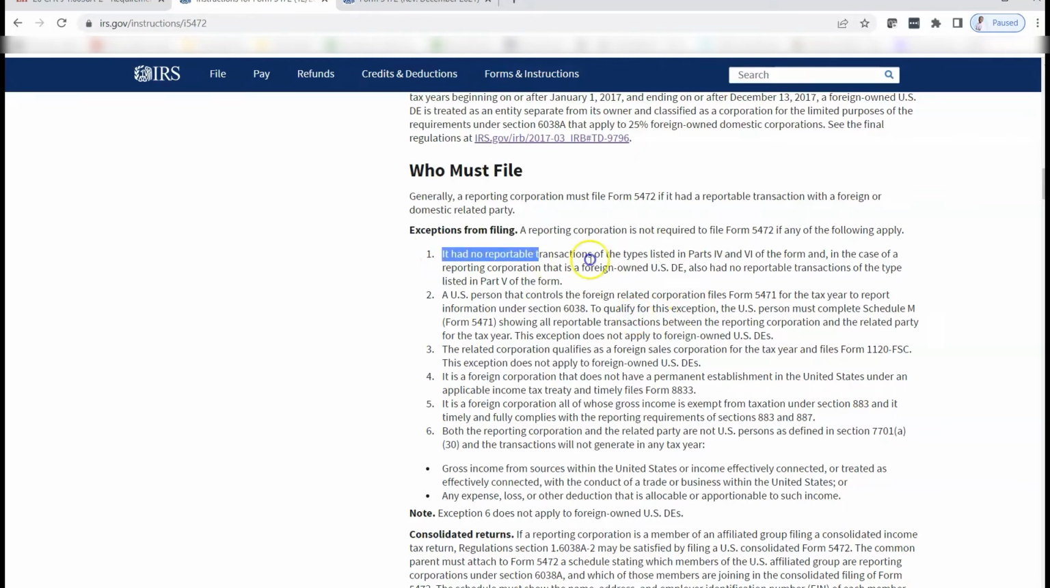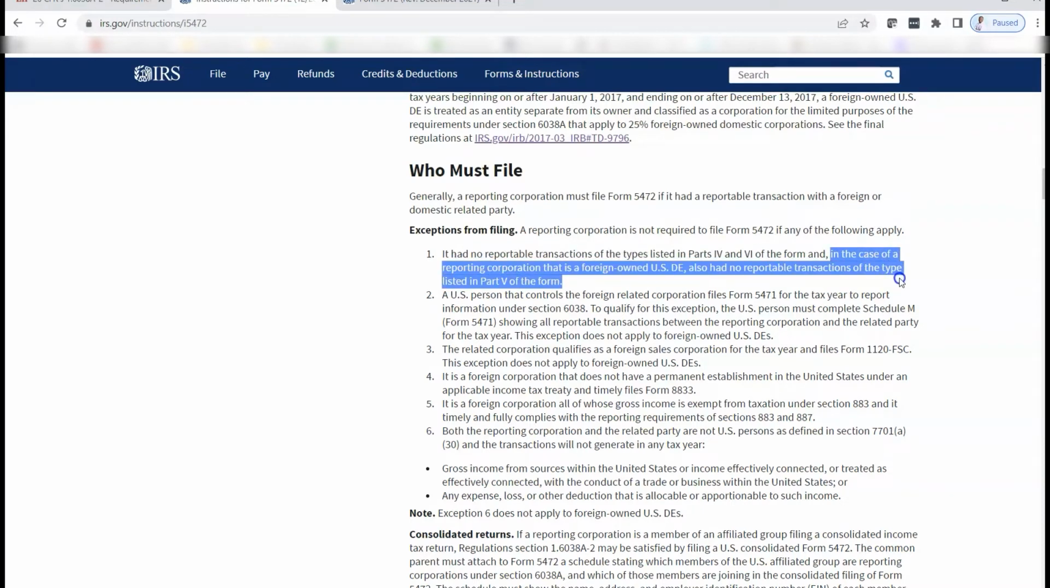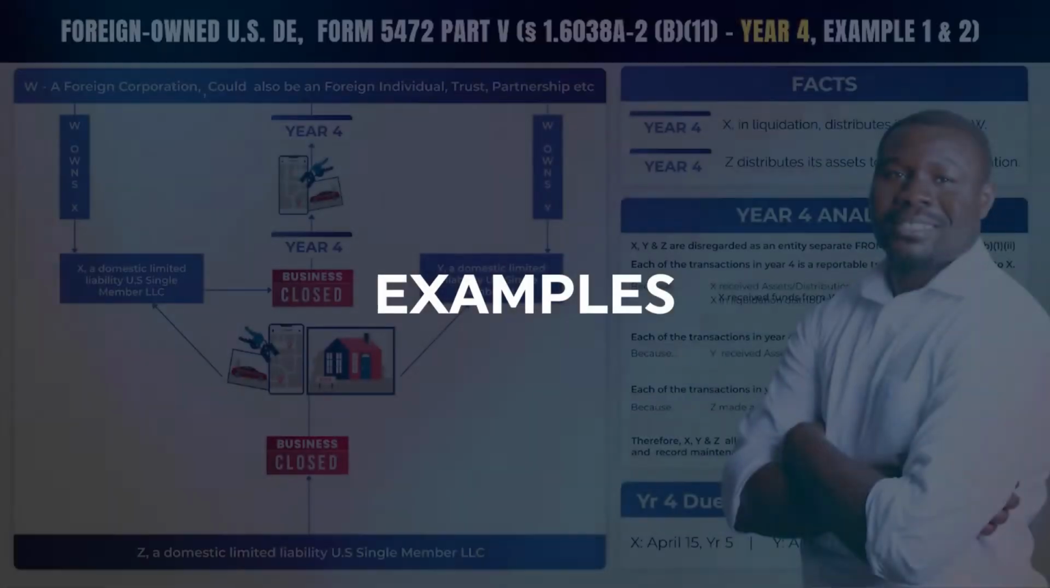So what you have here is for corporations, LLCs that have elected to be corporations, and foreign corporations. And then what you have here is for U.S. single-member LLCs that are owned by a foreign person. So that's all clear.